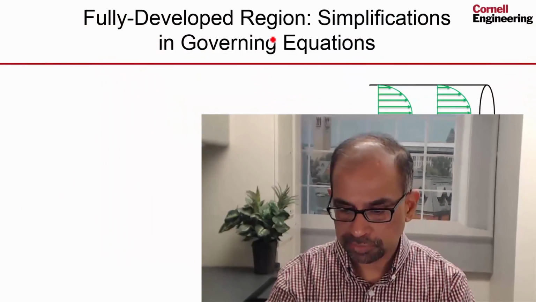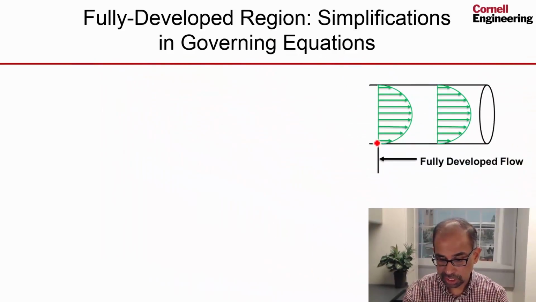In the fully developed region, we get simplifications in the governing equations, and that's why we are able to derive an analytical solution in this region. So let's take a look at the simplifications we get and how they lead to an analytical solution. I'm looking in the region where the axial velocity is no longer changing in the axial direction.